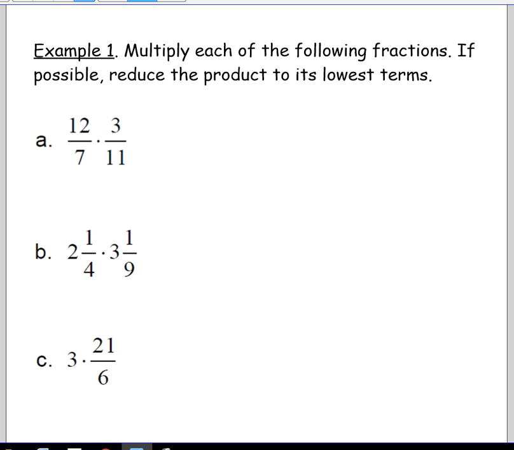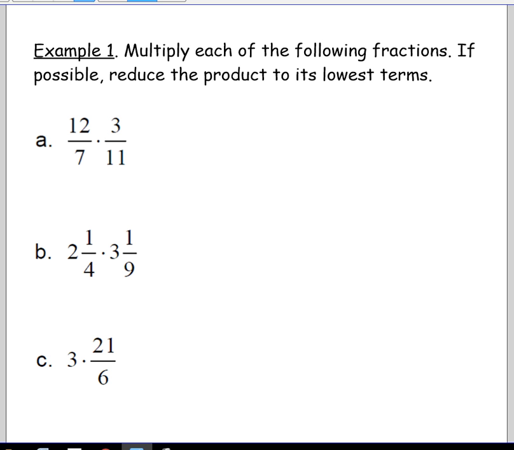For our first question, we have 12 over 7 times 3 over 11. The first thing I do is look and see if I can see any multiples, any things in common. Notice the denominator has 7 and 11. They are both prime numbers, which means that there's nothing that can simplify into them. 7 can only be 7 times 1, and 11 can only be 11 times 1. When we compare those numbers with the top, neither the 12 nor the 3 are multiples of 7 or multiples of 11. What this means is that there's nothing I can do to simplify my problem.